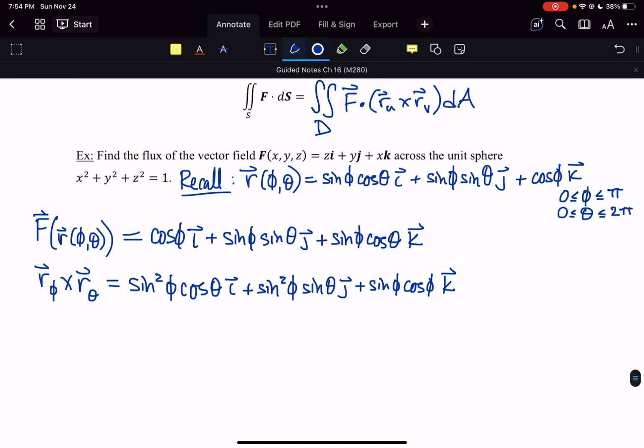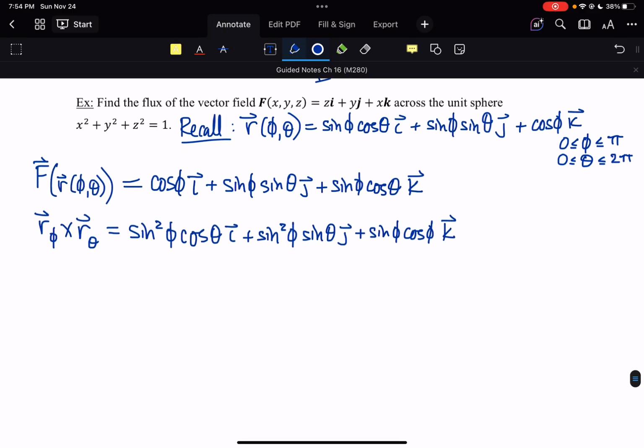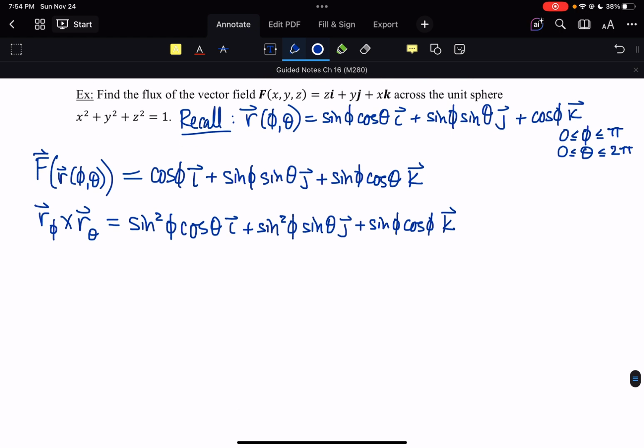And what we really need here is the dot product of these two together. So we need to take f of r of phi and theta, dot it with the cross product here, and that's going to form our integrand in the double integral.